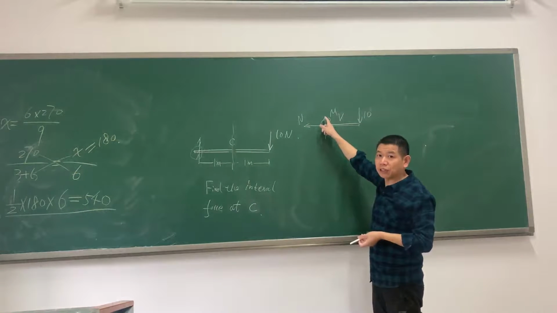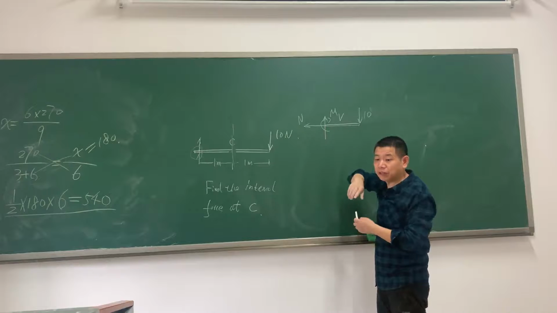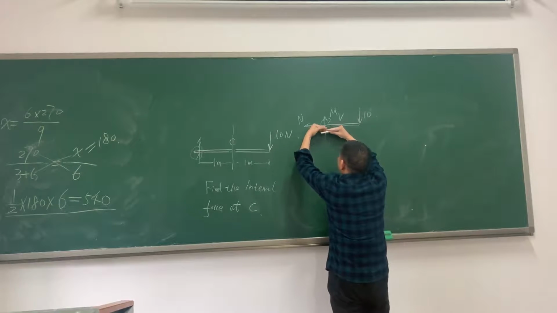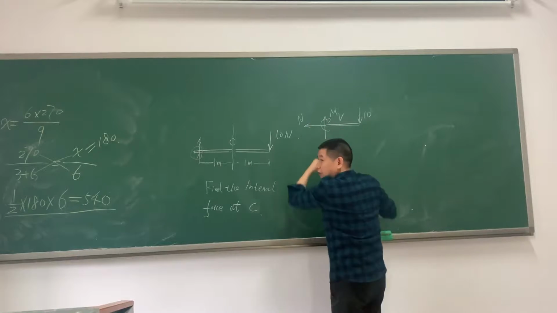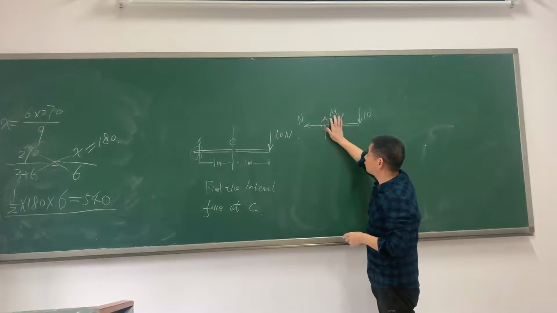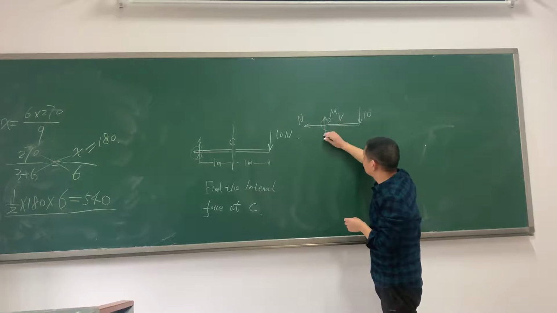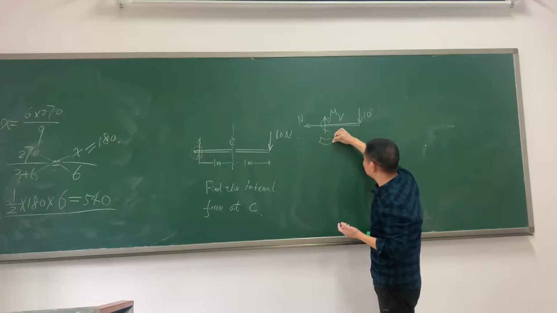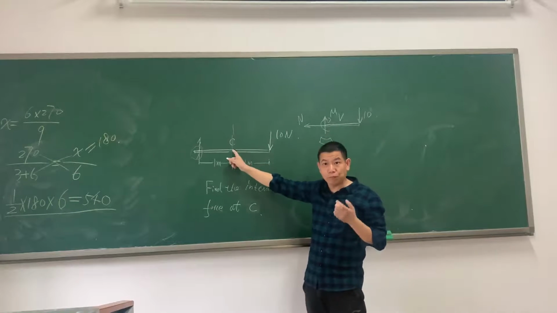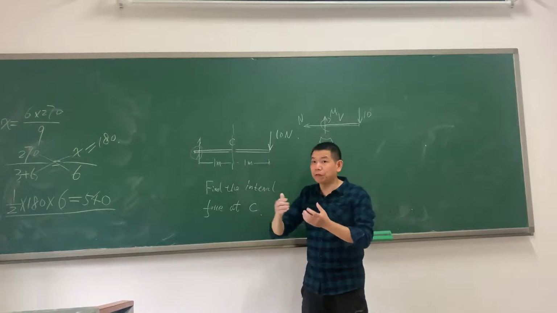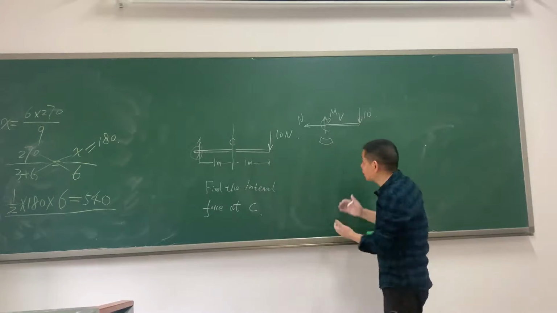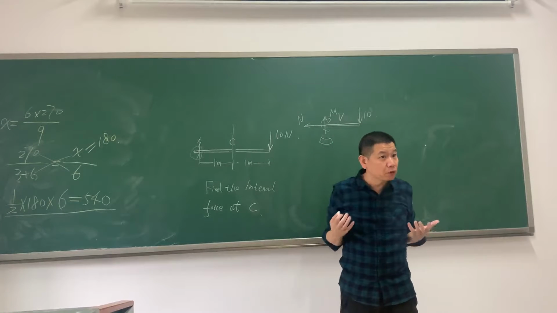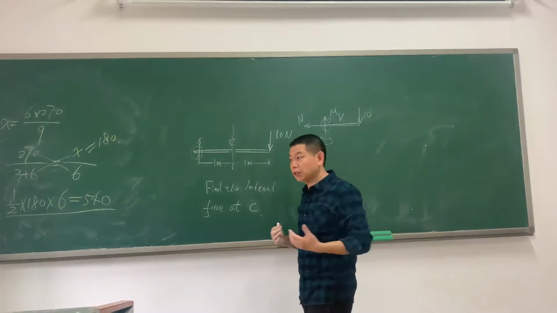Shear stress is assumed like this. It means it will have shear deformation like this. The bending moment is assumed like this. At point C, the beam will bend like this. It's just my assumption.